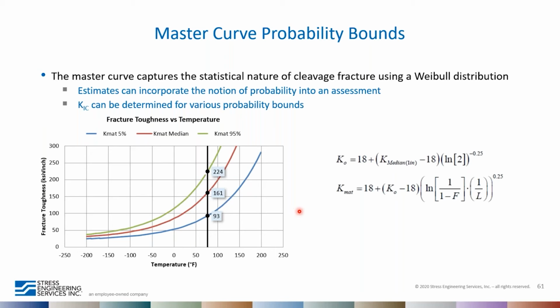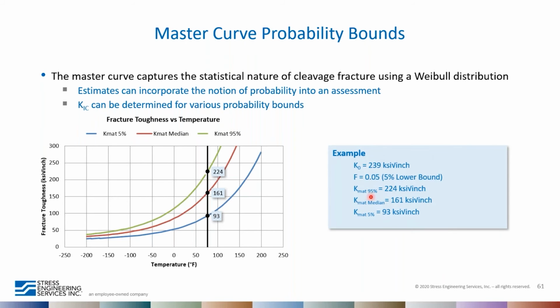Now, one interesting thing about the master curve is that it captures the statistical nature of cleavage fracture in the transition region, and it does so using a normal distribution, which basically describes the likelihood of encountering one of these inclusions within the microstructure. And so if we look at the median, upper bound, and lower bound fracture toughness values, we see that the values vary quite a bit. We have 161 as the median, 93 as the 5% lower bound, and obviously you can get higher than that. So typically in fitness for service assessments, we're trying to look for the lower bound behavior, but it's useful to keep in mind that the actual behavior of a given component can occur anywhere in this range.